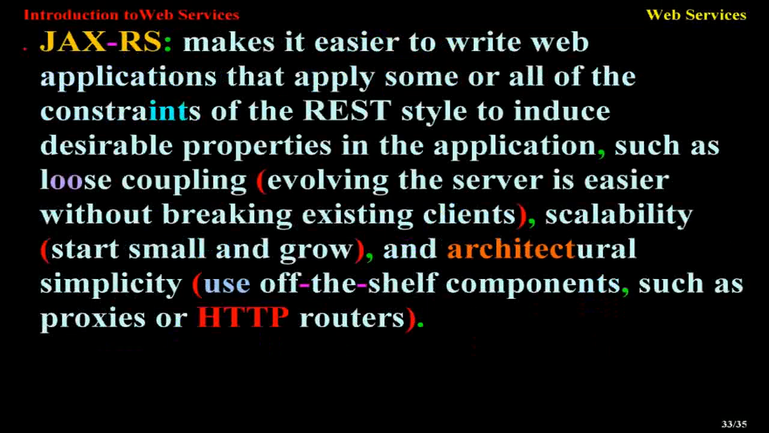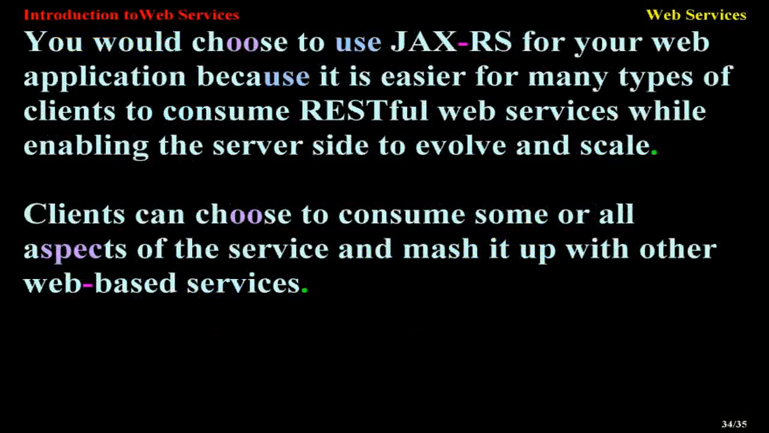JAX-RS makes it easier to write web applications that apply some or all of the constraints of the REST style to induce desirable properties in the application, such as loose coupling: evolving the server is easier without breaking existing clients; scalability: start small and grow; and architectural simplicity: use off-the-shelf components, such as proxies or HTTP routers. You would choose to use JAX-RS for your web application because it is easier for many types of clients to consume RESTful web services while enabling the server side to evolve and scale. Clients can choose to consume some or all aspects of the service and mash it up with other web-based services.